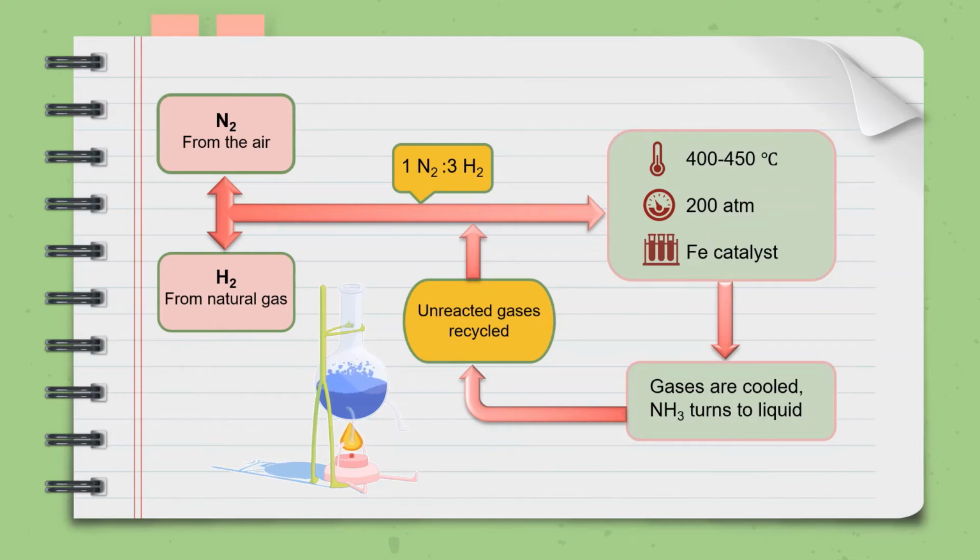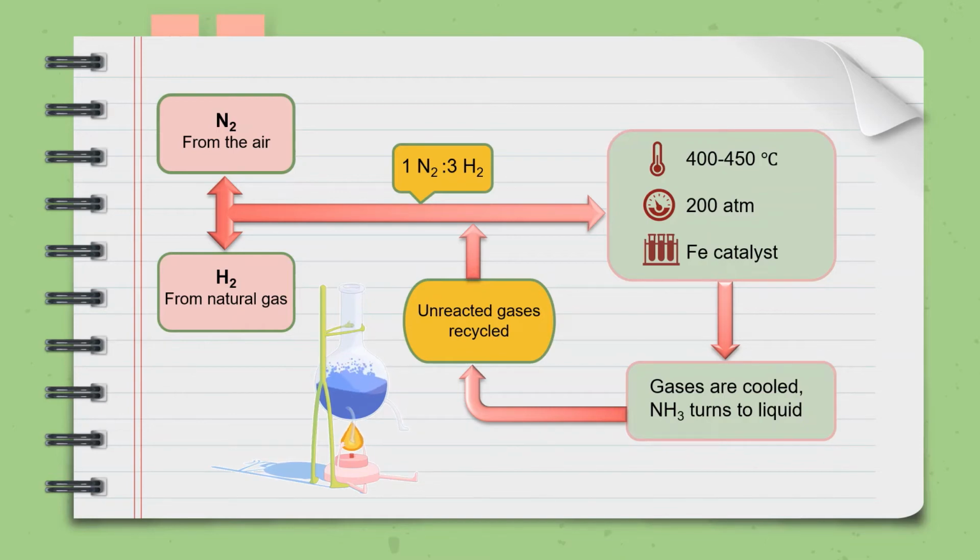Isn't it better to conduct the production at high pressure? So why do we only use the pressure of 200 atm? This is because it is expensive to build and operate a plant that can withstand such high pressure. And that is why 200 atm would be the ideal pressure for this particular reaction.